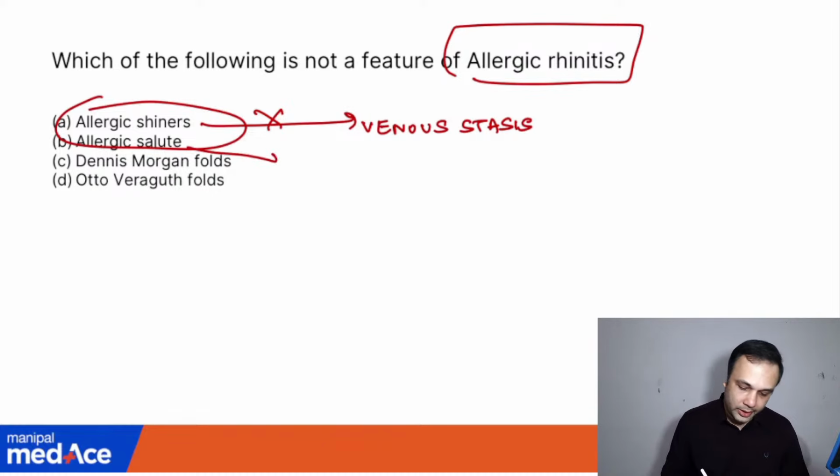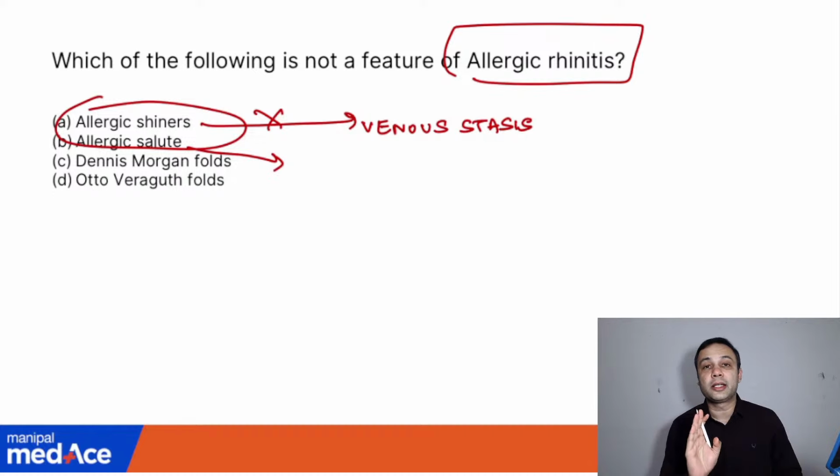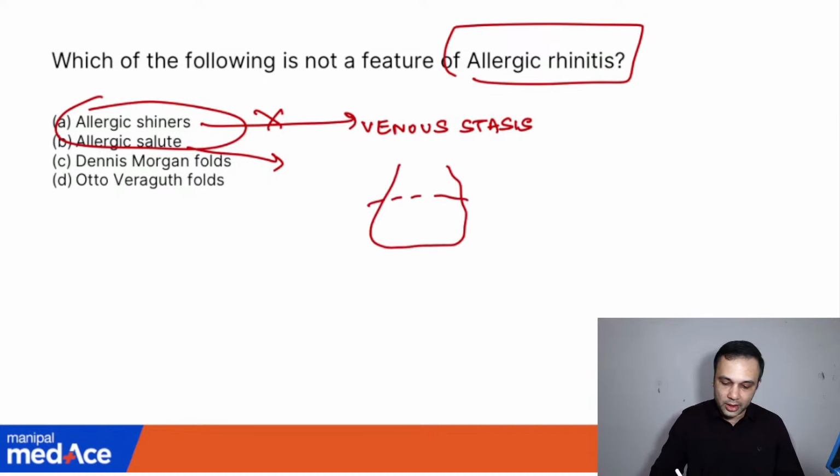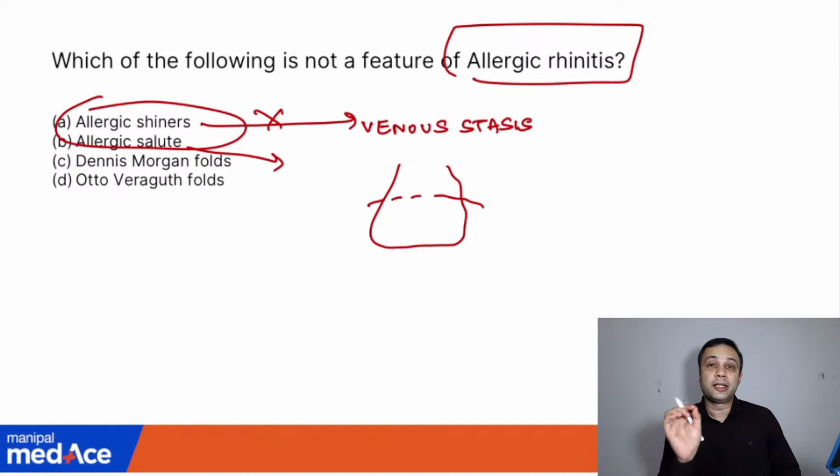So allergic salute is very common in cases of allergic rhinitis, and this allergic salute can produce a transverse crease over the dorsum of the nose. So there will be a transverse crease over the dorsum of the nose seen in allergic rhinitis, and this is known as an allergic crease. And there is one more important entity which is called allergic grimace. You would have seen this in patients with allergic rhinitis, that is an allergic grimace, right? So that is one more feature of allergic rhinitis.